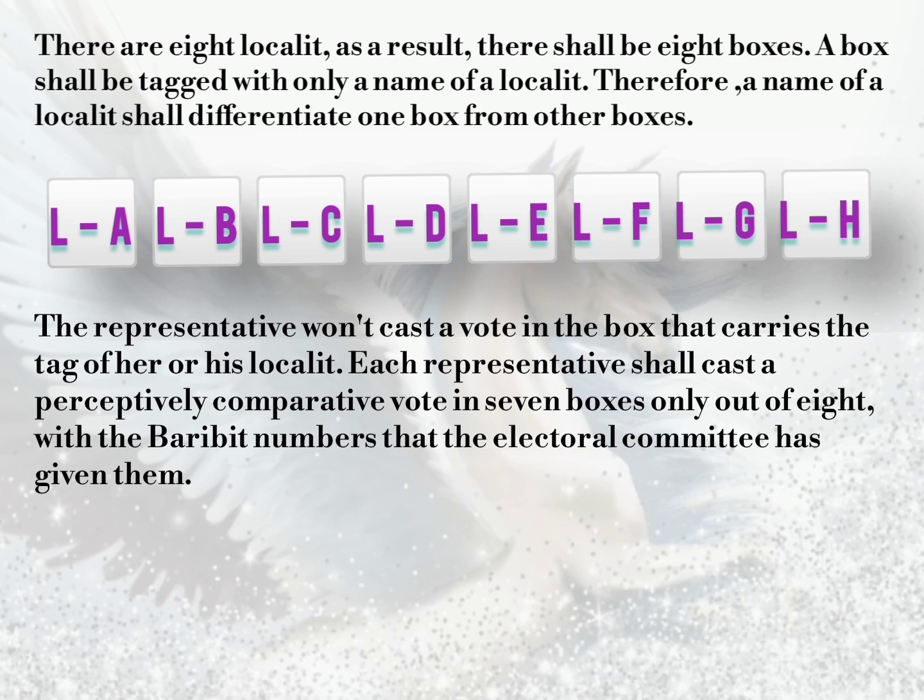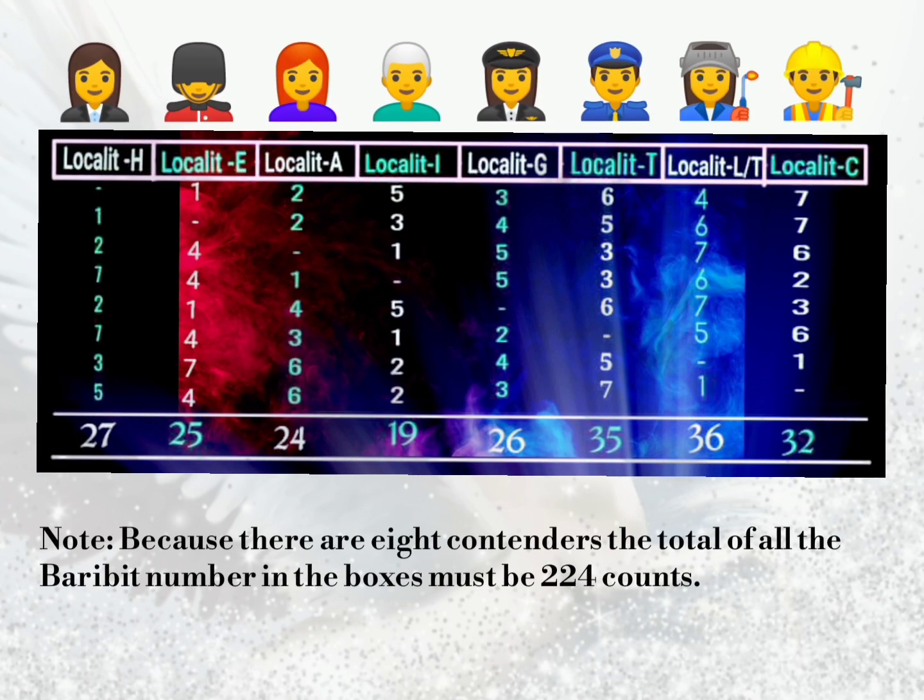Each representative shall cast a perceptively comparative vote in 7 boxes only out of 8, with the barabit numbers that the electoral committee has given them. Note: because there are 8 contenders, the total of all the barabit numbers in the boxes must be 224 counts.